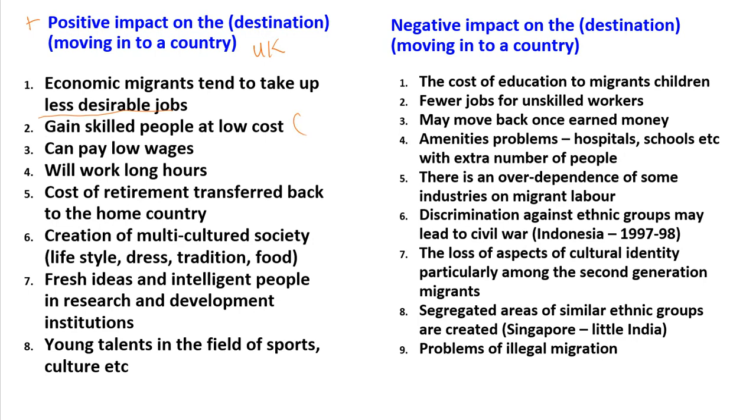This is usually the brain drain syndrome. Now, employers can pay low wages to these skilled people. Now, these migrants tend to work long hours, which is an advantage to the destination. The cost of retirement is transferred back to the home country. Now, creation of a multicultural society: lifestyle, dress, tradition, and food tend to be multicultural within this destination country because you tend to go there with your own ideas and the type of food you love.